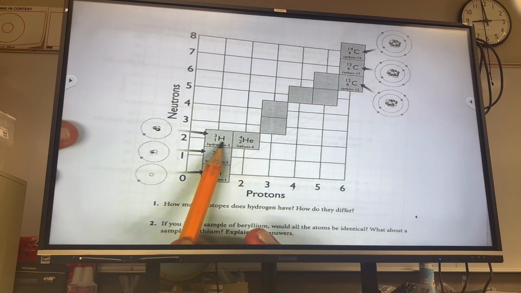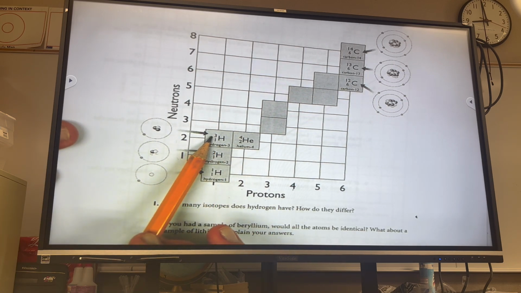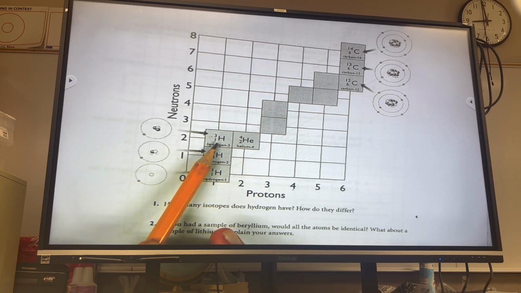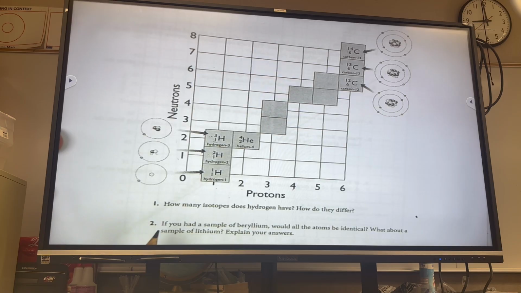All right, and then here's hydrogen 3. You have the number 3 on top, that's the mass number. That tells you how many protons plus neutrons we have. And then the number 1 on the bottom is the atomic number. That tells you how many protons, and it has to be 1 for hydrogen because that 1 proton gives hydrogen its identity. So here's that 1 proton, and there's the 2 neutrons, and again, 1 electron.